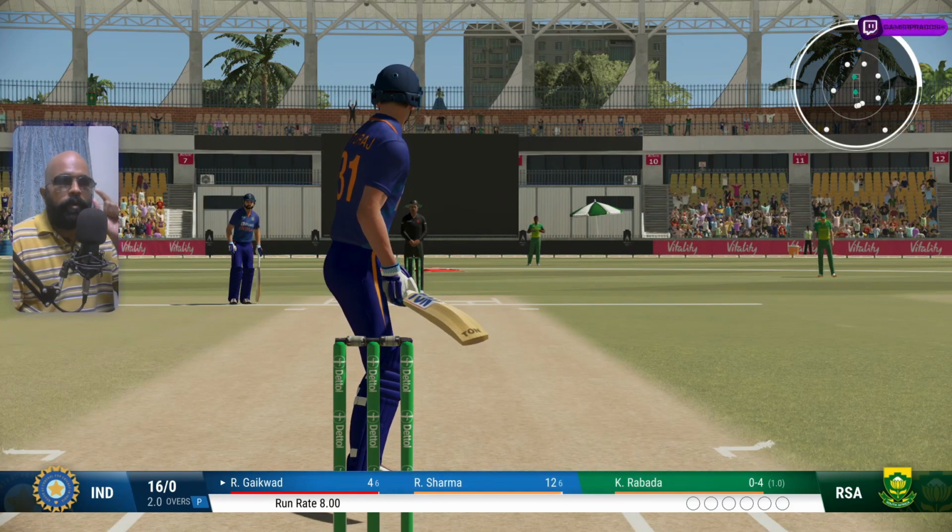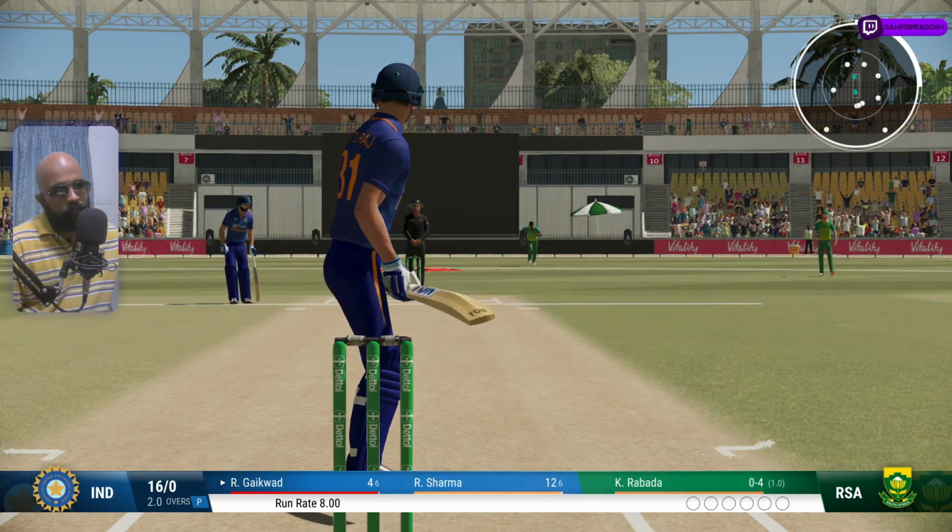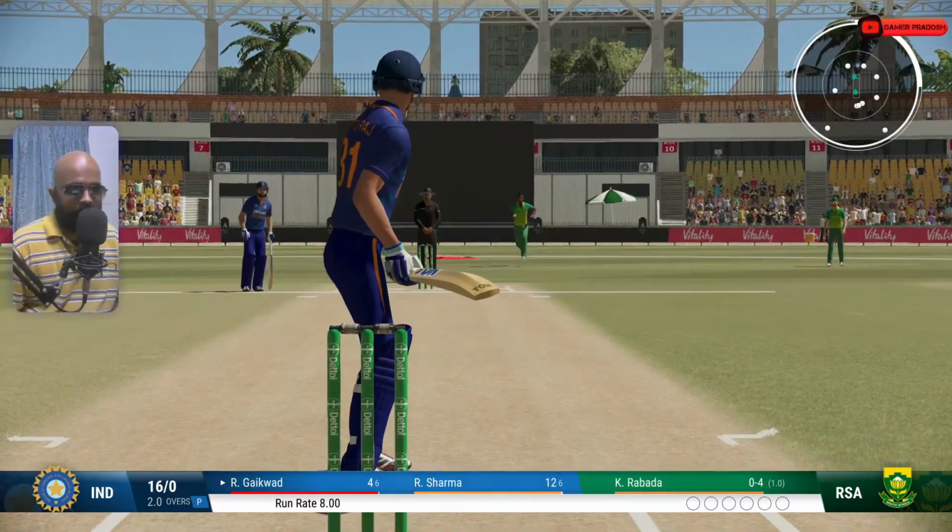So how am I able to read this? It's because I have been playing in this camera angle for so long. That's the reason.